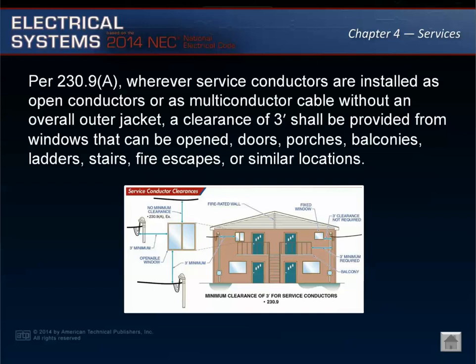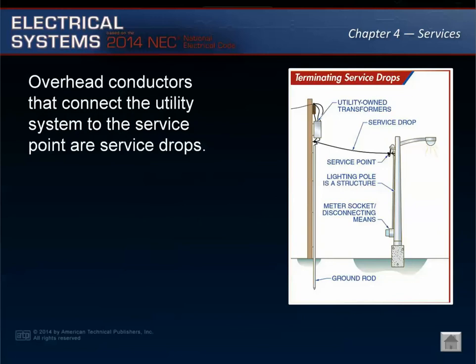Vertical clearance for the final span above or within 3 feet measured horizontally from platforms or other surfaces from which the conductors could be reached shall meet the requirements of Article 230.24(B). Overhead conductors that connect the utility system to the service point are service drops. An example of a structure that could be supplied by a service drop is a pole.